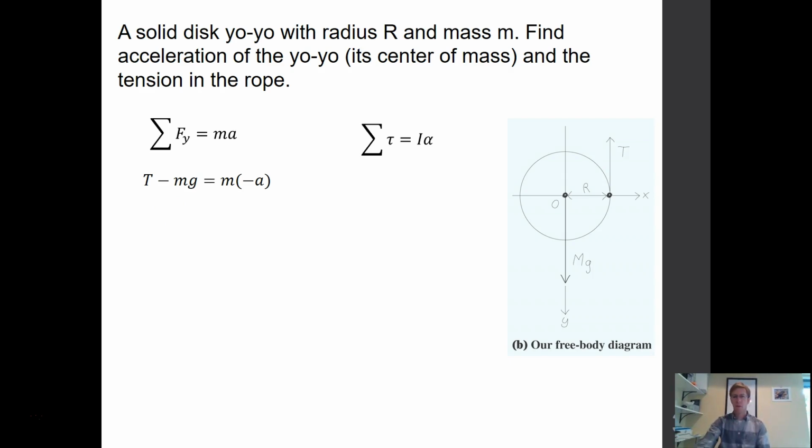Let's look at some of the torques. My axis of rotation, I'm going to call the center of my yo-yo because that's really the point about which it's spinning.